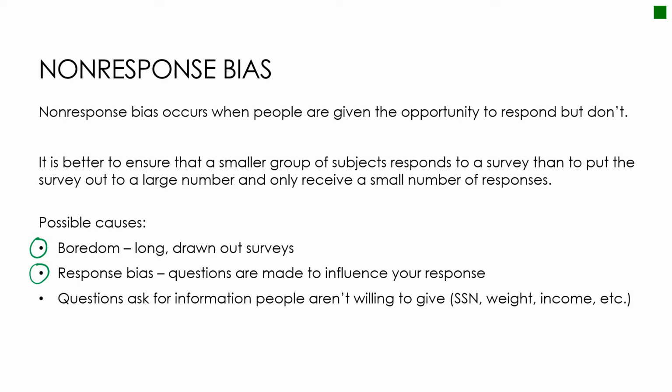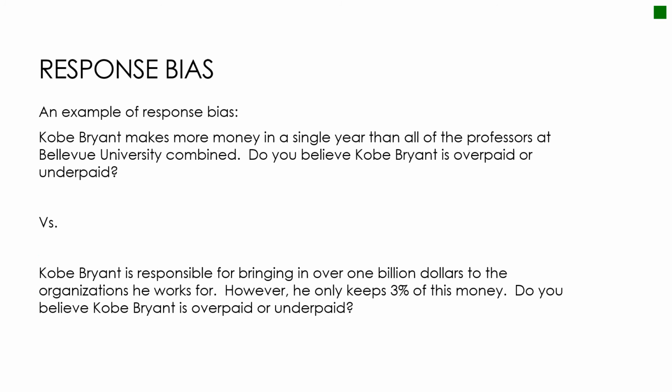Response bias, we're going to look at in just a second, but that is where questions are made to influence your response, or questions that ask for information people aren't willing to give. If people start asking for your social security number or your weight or your income or your date of birth, etc., people may not be so happy to answer your survey. So just keep that in mind, that if you were to create a survey, make sure that you're not creating a survey that people are going to choose not to respond to.